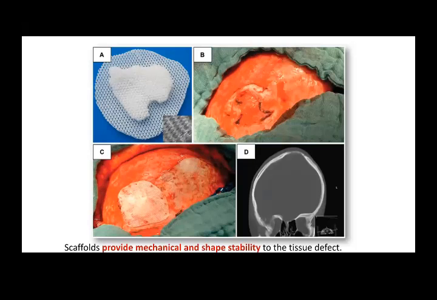All right, we have further examples of the scaffolds that provide mechanical and shape stability to the tissue defects. This is sort of a scaffold that can be applied superficially and adheres to the skin and promotes the healing.